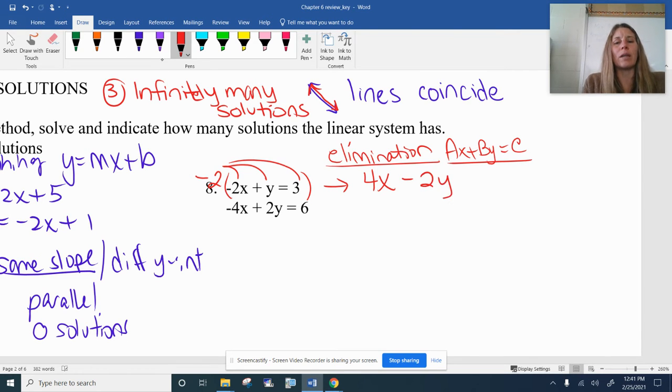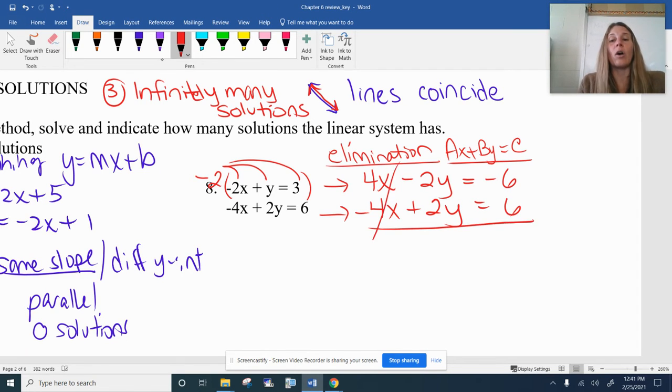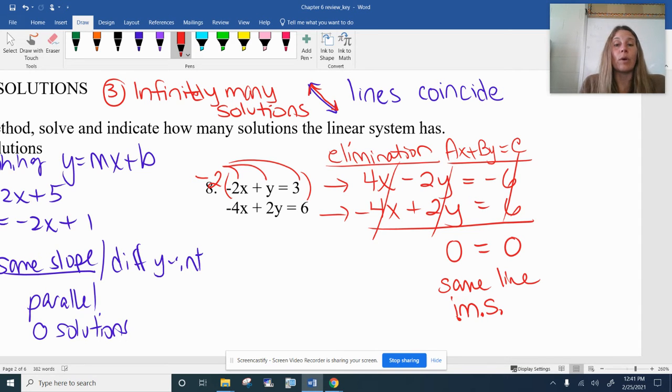I also happen to get a negative 2y, which will cancel with my 2y. And then I also happen to get a negative 6. So when I go to add up my 2 equations, it just so happens that all the things cancel. I end up with 0 equals 0. Since that is a true statement, 0 really does equal 0, then I know that these are the same line and it's infinitely many solutions, and we just write IMS, okay? So that's another option for you there.